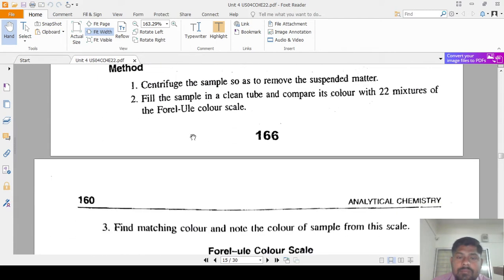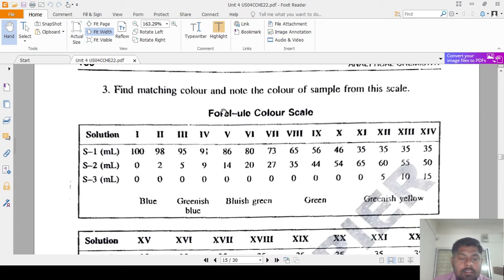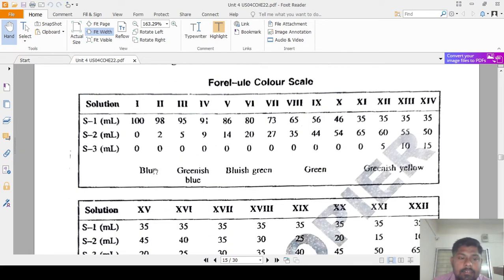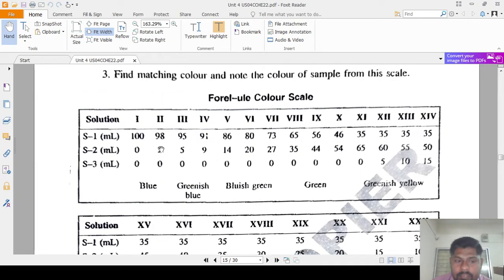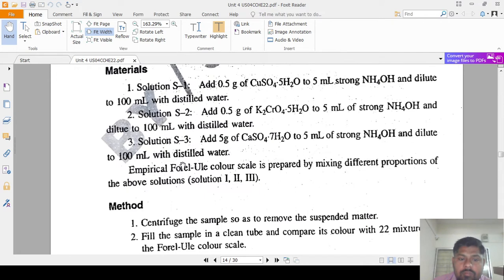What is the method? Same, centrifuge the sample so that the suspended matters are removed, then fill the sample in clean tubes and compare its color with 22 mixtures of the Forel color scale. Here those are the Forel color scale. That means in one test tube we add 100 ml S1 solution, 0 ml S2 and 0 ml S3. In test tube 2, that is 98 ml of S1, 2 ml of S2, 0 ml of S3. You know what S1, S2, S3 are, those solutions here.